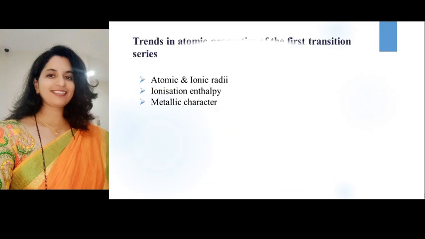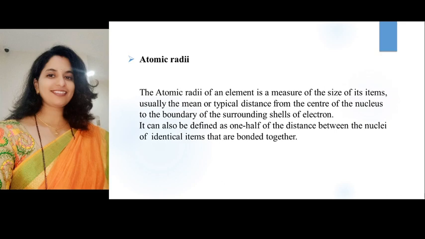Today we are going to learn trends in atomic properties of the first transition series. We are going to learn about atomic and ionic radii, ionization enthalpy value and metallic character. Let's revise what is meant by atomic radii first.